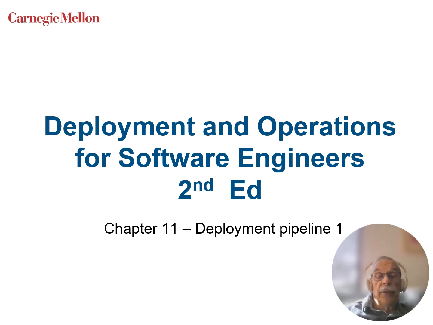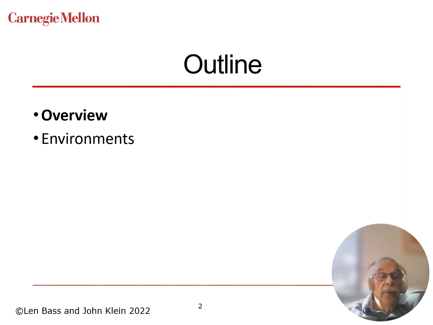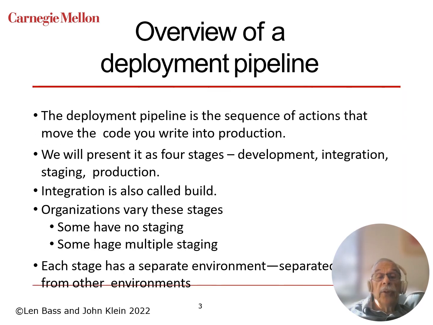This is the first of 3 lectures that talk about the deployment pipeline. So the first one will give an overview and some specifics about environments. So, overview. The deployment pipeline is a sequence of actions that move the code you write into production. We'll present it as 4 stages: development, integration, also called build, staging, and production.